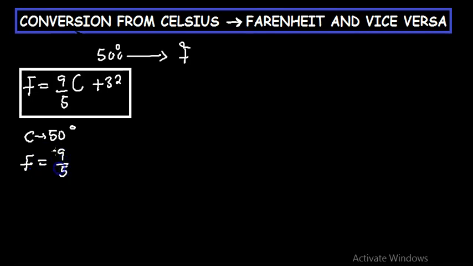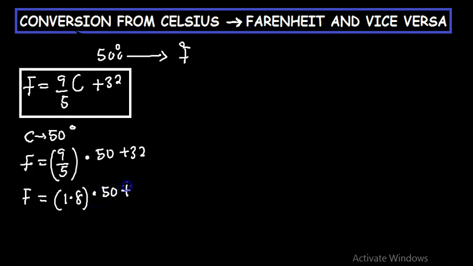F, which is the subject of the formula: 9 divided by 5 is simply going to be 1.8. Still, multiply by 50 plus 32. 1.8 multiplied by 50 is simply going to be 90. 90 plus 32, in this case, our Fahrenheit is going to be 122.